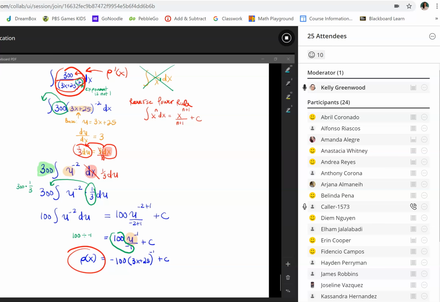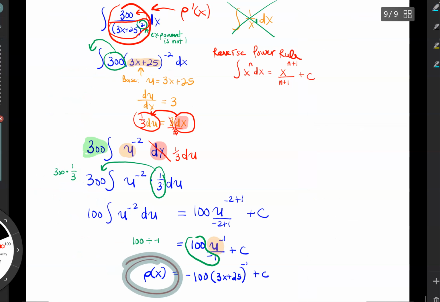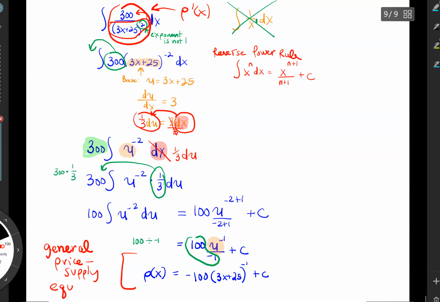Okay, but we're not done yet because we just found a general price supply equation, right? This is the general price supply equation. The reason why it's a general price supply equation is because we still have this generic plus c there.